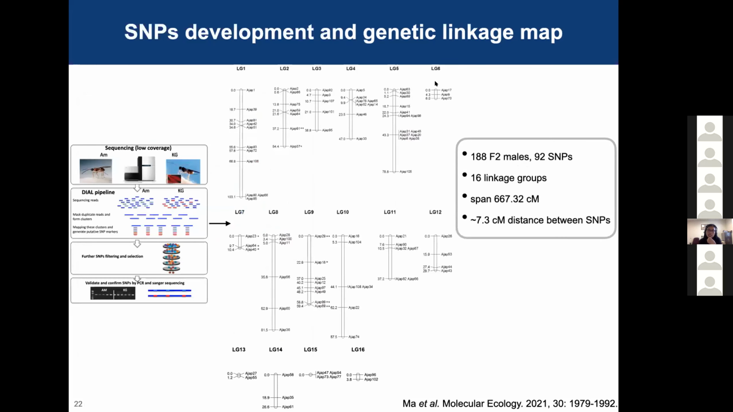Then we construct the genetic linkage map. So this is the final linkage map. It is composed of 16 linkage groups in total and spans over 600 centimorgans. On average, it's about 7 centimorgans distance between SNP markers. Our linkage groups are consistent with the karyotype found in this species, and the linkage map is also very compatible with other published Hymenopteran linkage maps.